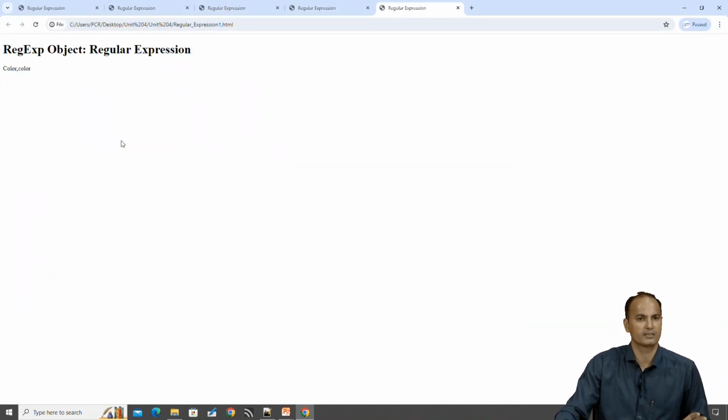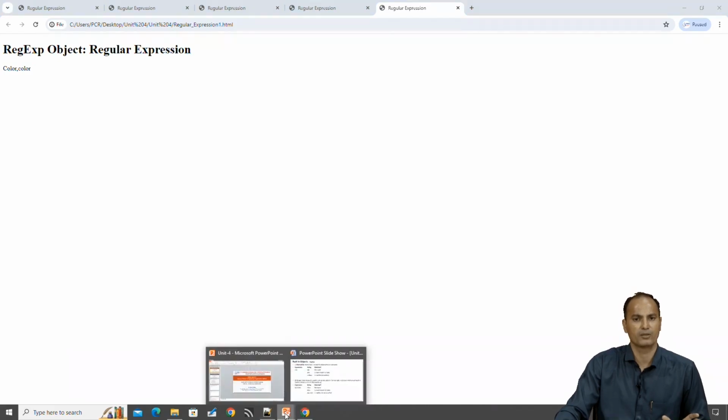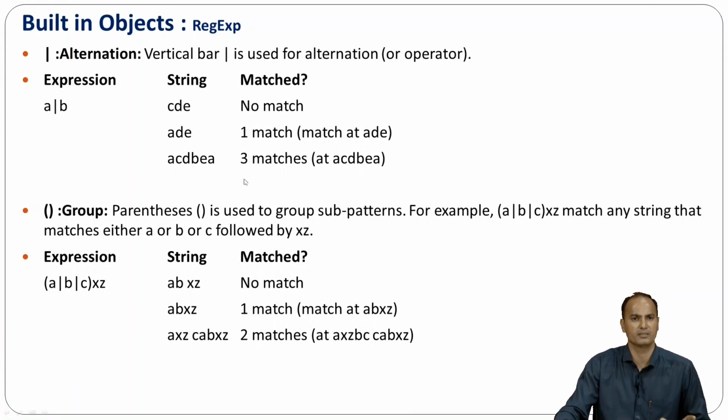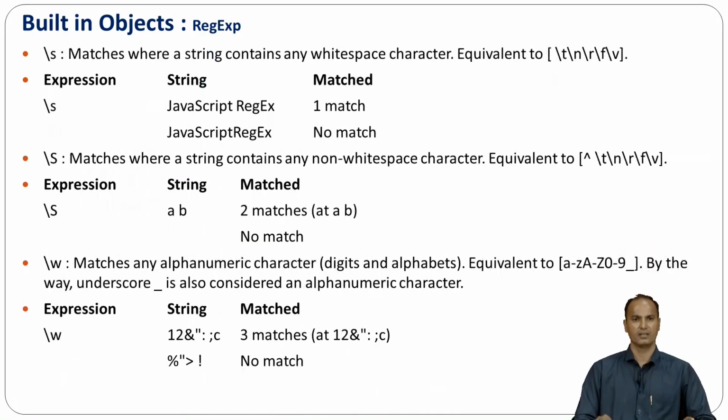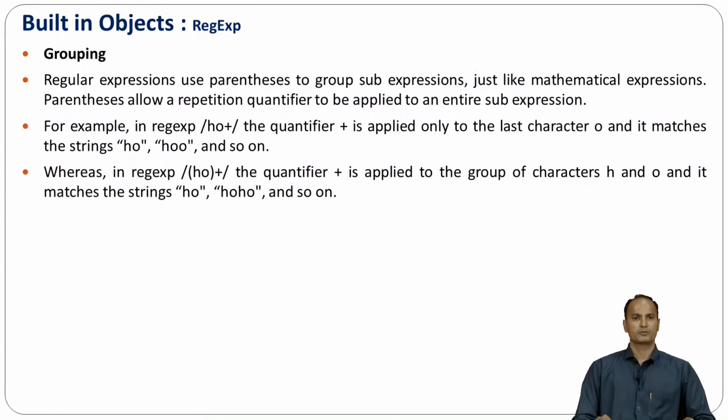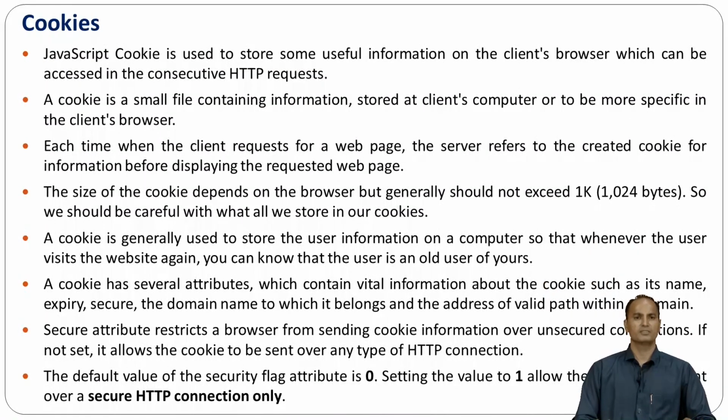See here, both the colors are going to be matched and returned. So this is all about regular expressions, and the different meta characters that we can use along with the global flags to match the patterns with respect to our specified or expected strings. After the regular expressions, the next concept is cookie.